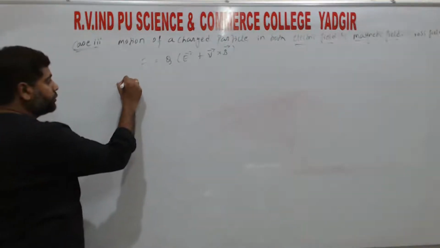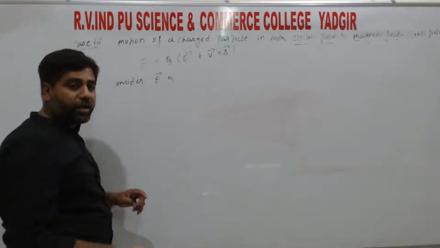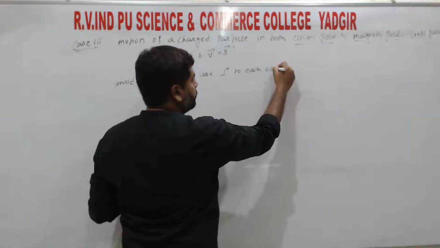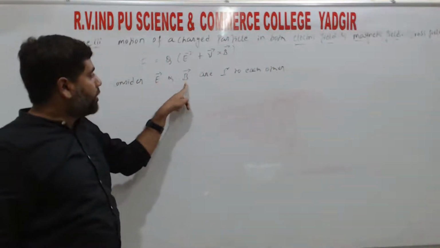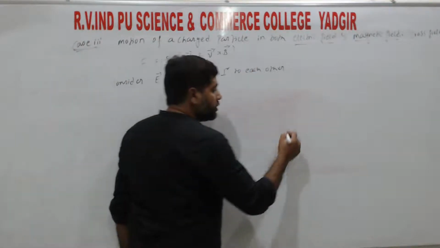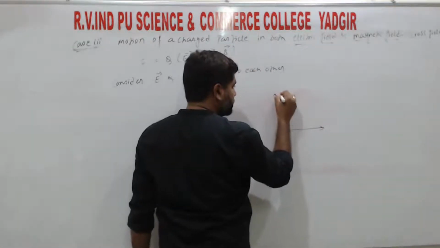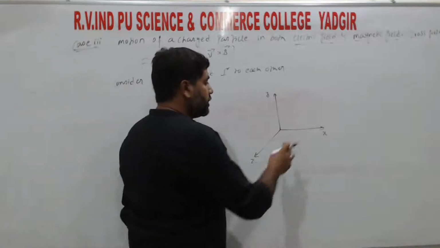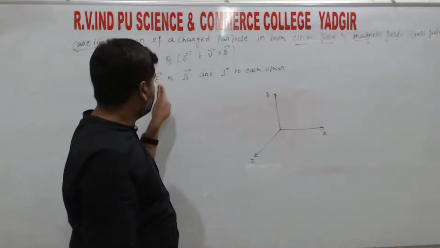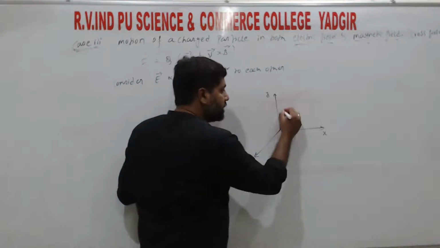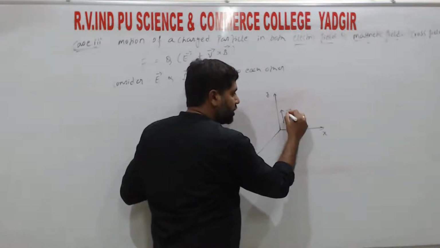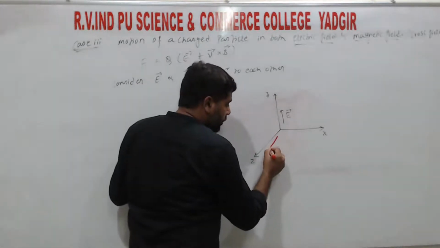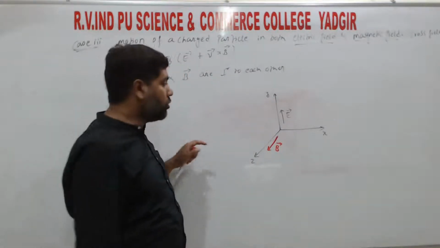So consider the situation with electric field E and magnetic field represented by B. Both the electric field and magnetic field are perpendicular to each other, right? Taking the coordinate system X, Y and Z, which are mutually perpendicular to each other, I am considering the electric field along the Y axis. Next, the magnetic field I am taking along the Z axis, that is vector B. Now these two are perpendicular to each other.